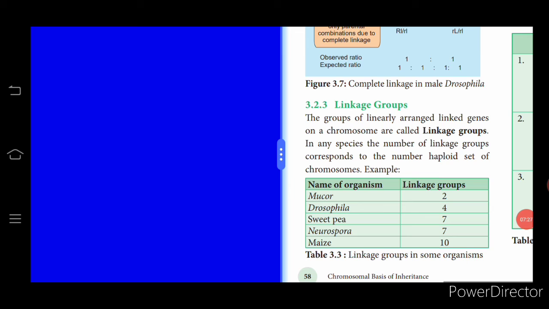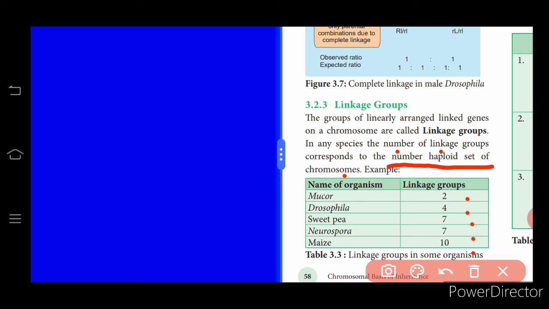So the next one, we will learn about linkage groups. What is a linkage group here? The group of linearly arranged genes on the chromosome is called a linkage group. What is linearly arranged? Arranged one below the other. This is the definition. In any species, the number of linkage groups corresponds to the number of the haploid set of chromosomes. The haploid set of chromosomes in each species is given in this tabular column.